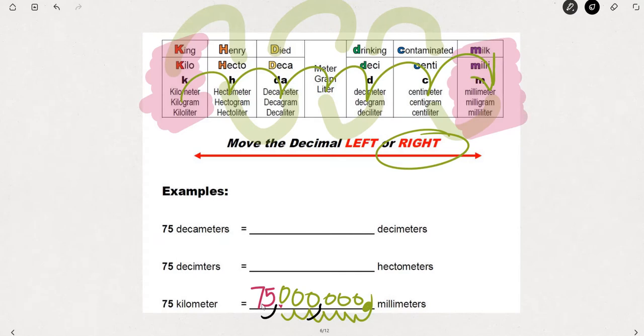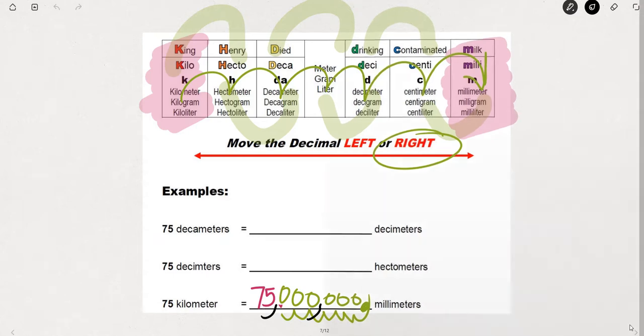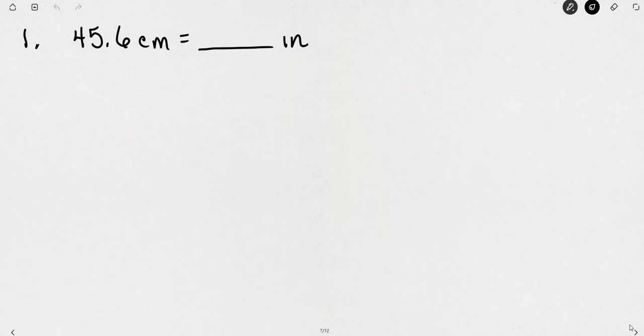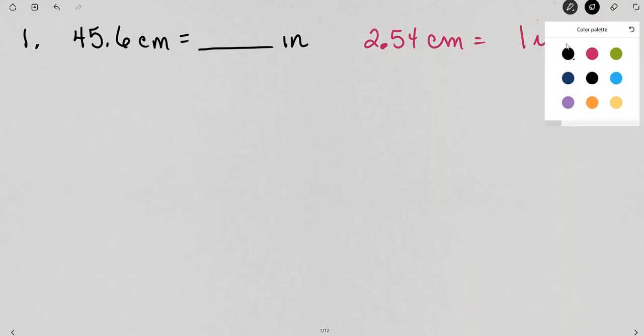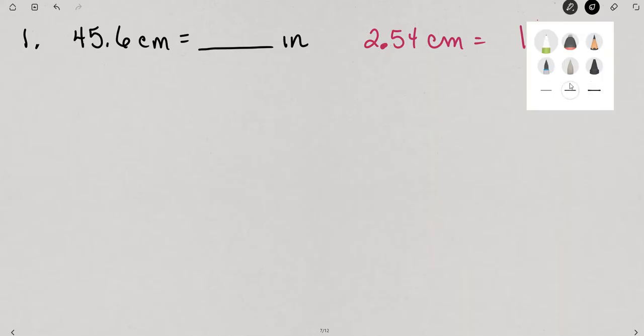So 75 kilometers is equivalent to 75 million millimeters. That's how we can use the metric chart to convert within the metric system. Now this example is a little bit different because it's converting from the metric to the English system. So we do need to start out with a conversion factor. And I can pull off of a chart where I just know that 1 inch is equivalent to 2.54 centimeters.